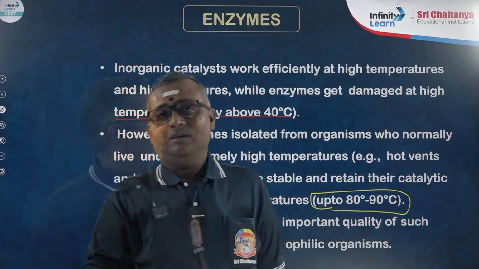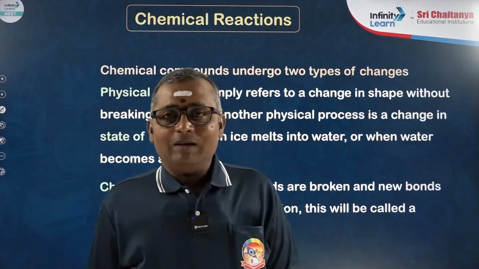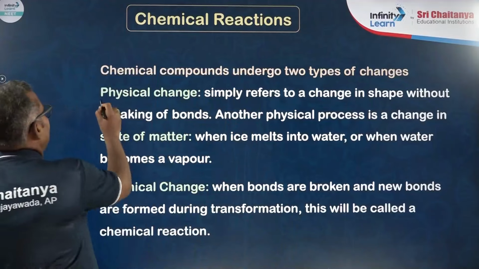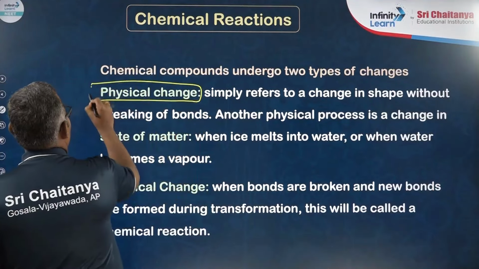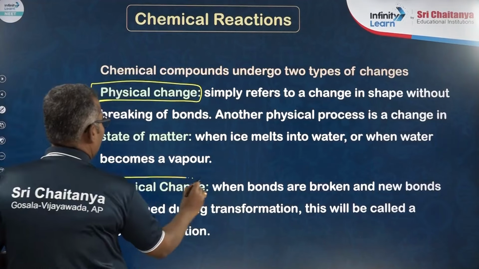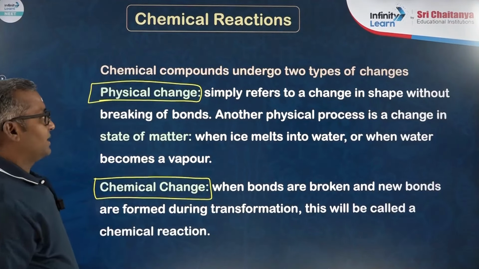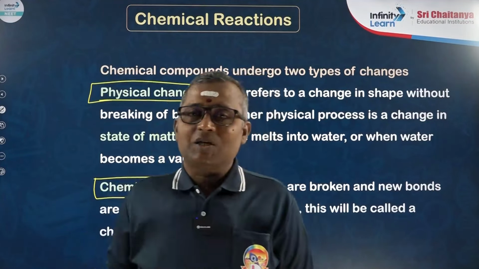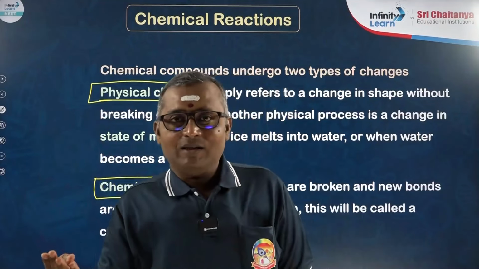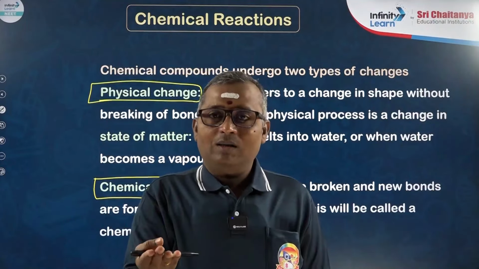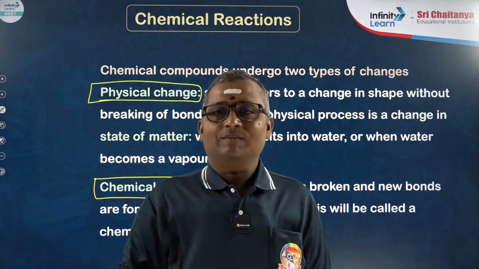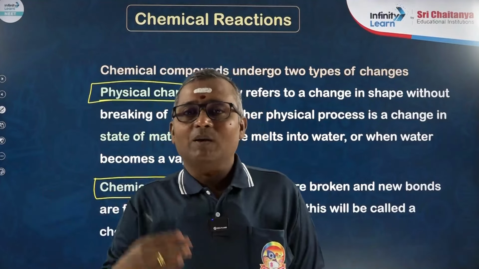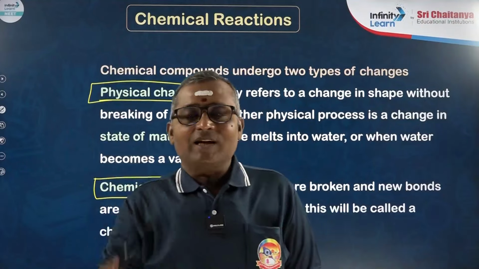So, they are thermostable. And when it comes to chemical reactions, a reaction is of two kinds. Physical reaction, in which physical changes take place, and chemical reactions, in which chemical changes take place. A physical change is nothing but a change in the shape or a change in the state of matter. State of matter, say for example, water. Water can exist in the form of ice, vapor, liquid. These three are interchangeable depending upon the temperature variations. This is a change in the state of matter.